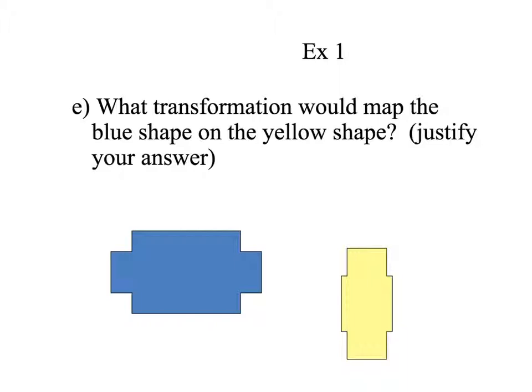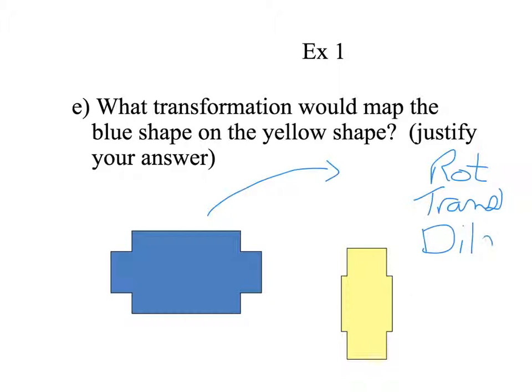So with this one, hopefully you notice that there's a dilation. We went from the blue one to the yellow one, so we made it skinnier. And for me, this is going to be a rotation. I'm going to rotate it up. I'm going to translate it, slide it down into place. Then it's also going to have a dilation on it.